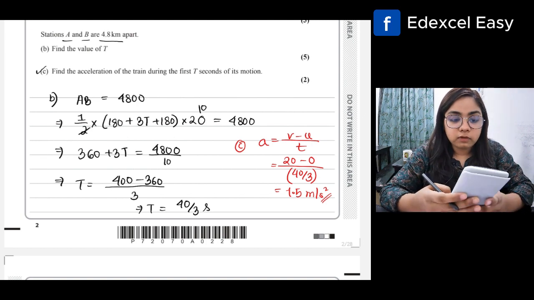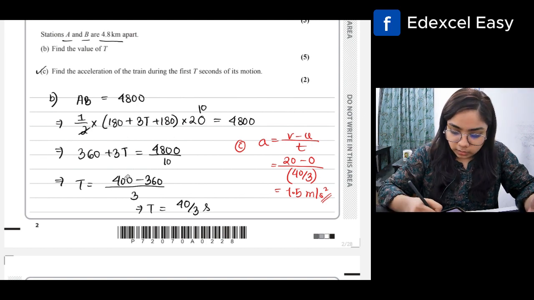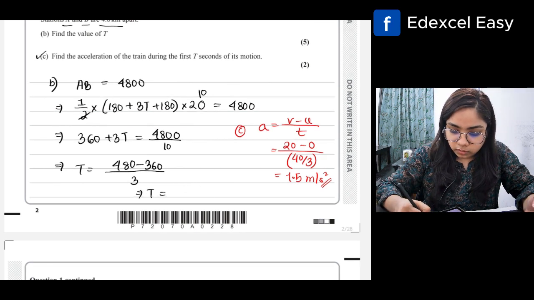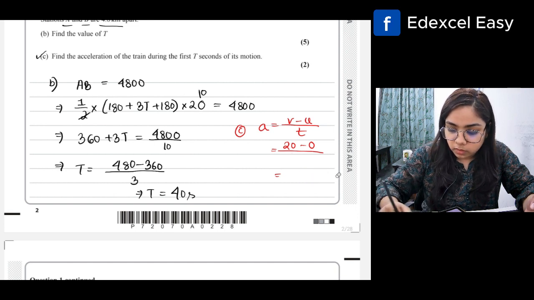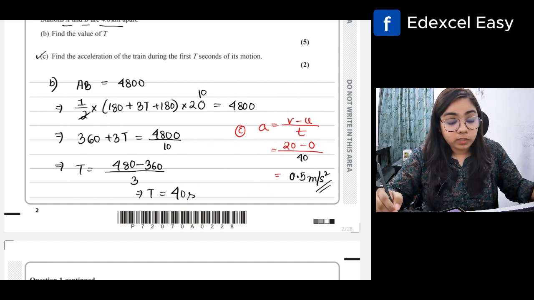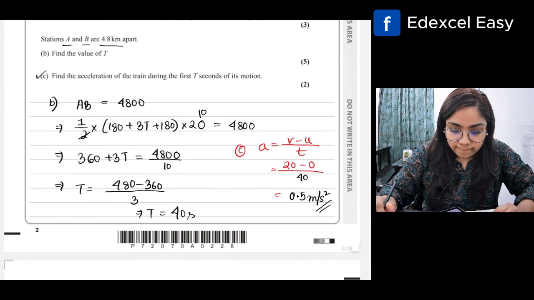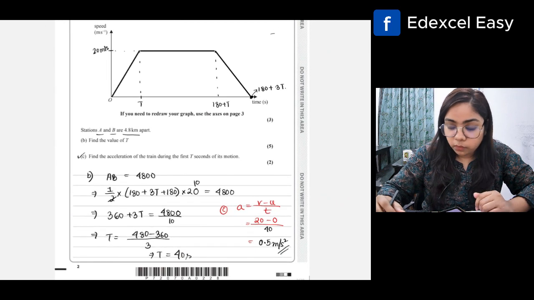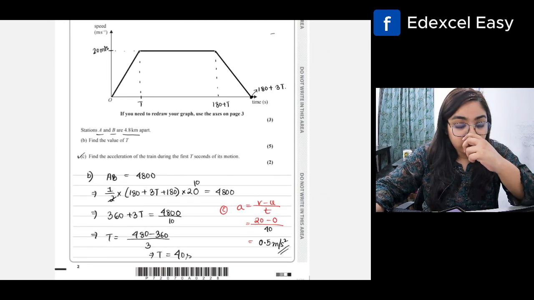So 4800 divided by 10 is actually 480. So 480 minus 360 divided by 3 is actually 40 seconds, not just 40 by 3. Sorry for that. So if this is 40 seconds, in that case over here also, it will be 20 by 40, which is going to be 0.5 meters per second squared, right? Yeah, sorry, I read the question wrong in the first part. Yeah, this is it, the graph and parts B and C. Right, this is it for question 1. We'll move on to question 2.